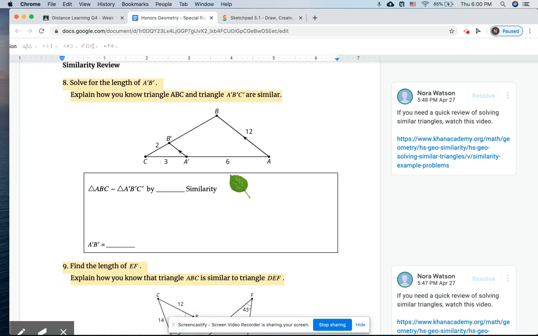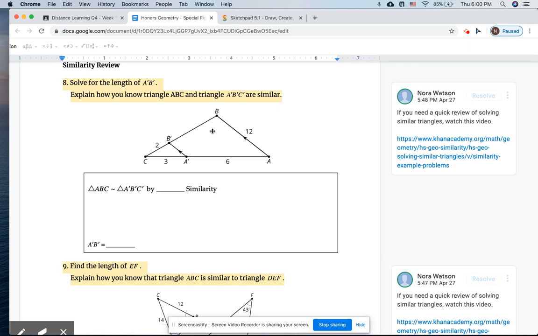And notice, for example, in these two triangles, that these two sides are parallel. So you know that corresponding angles are congruent, which tells you that this angle is congruent to this angle. And you know that angle C is a shared angle. So these triangles are similar by angle-angle similarity.